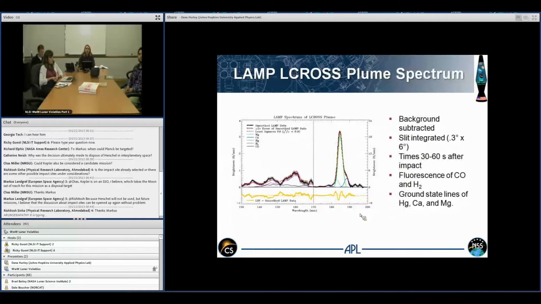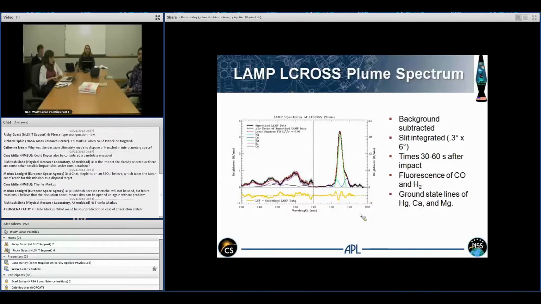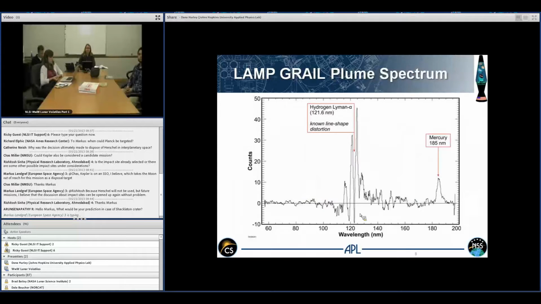When we look at that signal from the plume, we integrate over the spatial dimension of the slit and get the spectrum. What we find is that in the wavelength range between 130 and 170 nanometers, we can fit that spectrum with a combination of molecular hydrogen and carbon monoxide. The line that we see at 185 nanometers, we can fit with a combination of atomic mercury, calcium, and maybe a little bit of magnesium thrown in there.